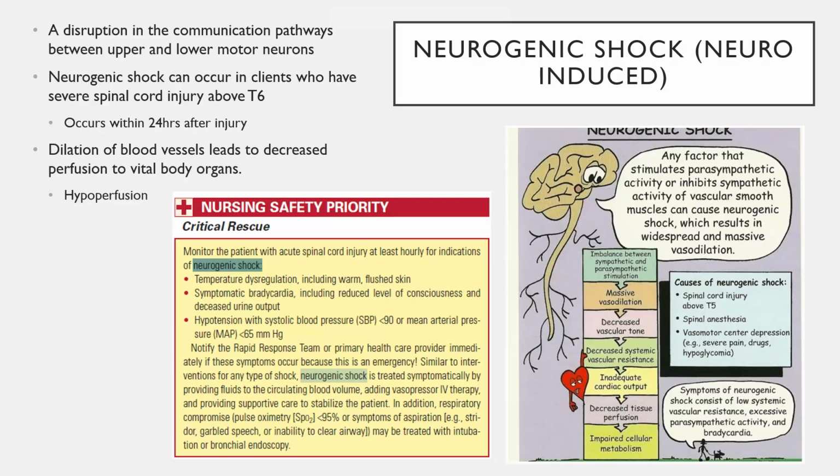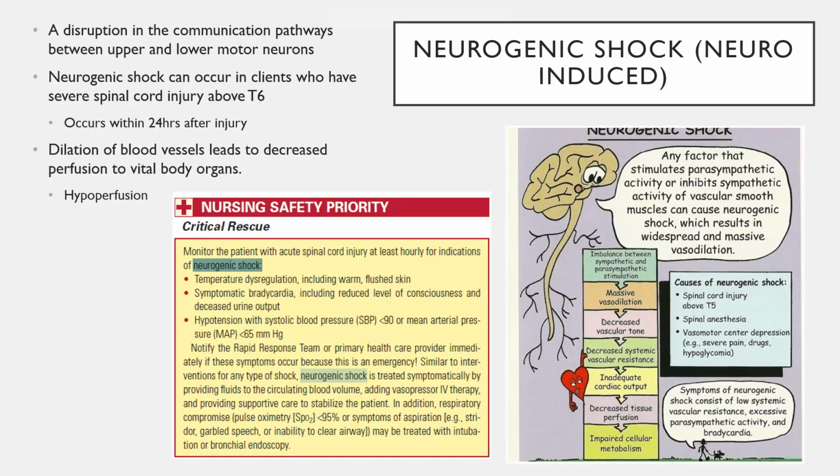So neuro induced, or your neurogenic shock. This is not chemical induced. Remember, it is neuro induced. It's a disruption in the communication pathways between upper and lower motor neurons. Neurogenic shock can occur in clients who have a severe spinal cord injury above T6, and it is going to occur within 24 hours after that injury. You are going to see dilation of blood vessels leading to decreased perfusion to those vital body organs. So no perfusion.